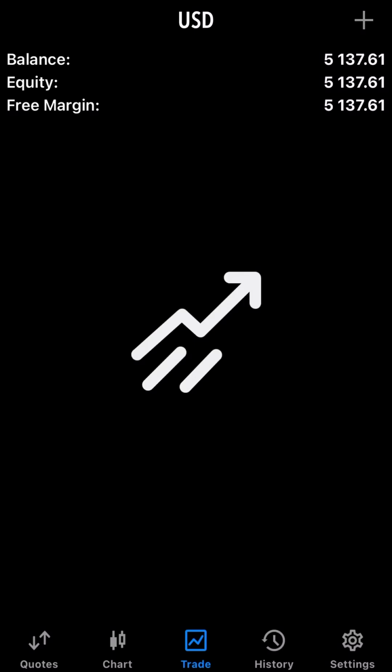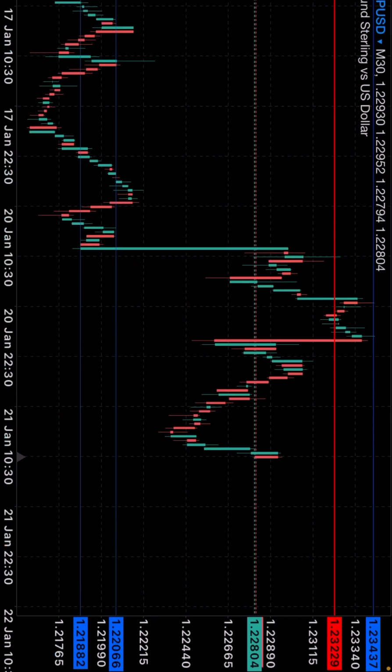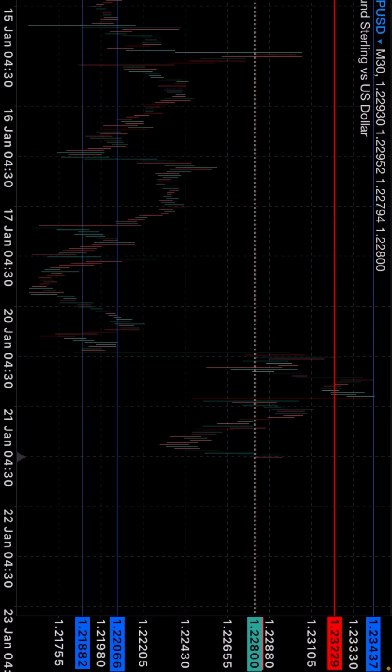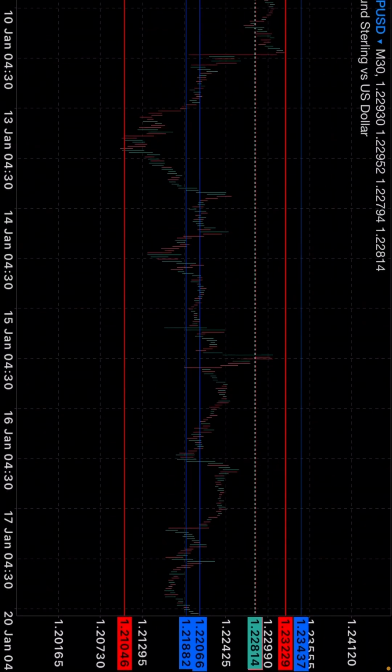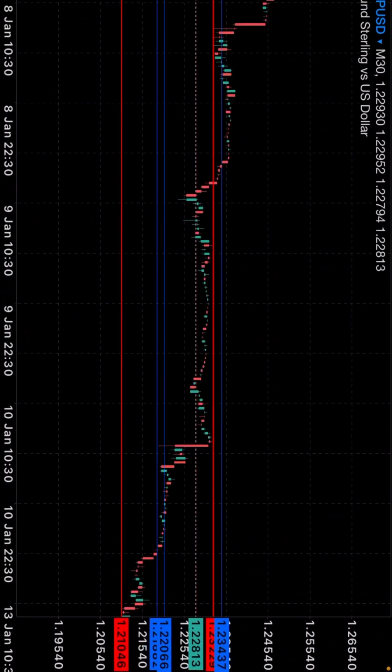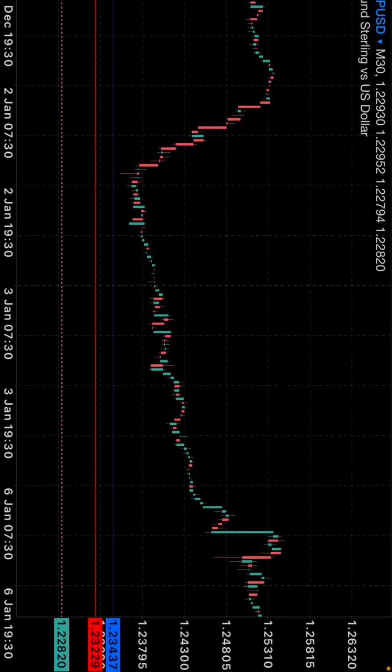Today I'm analyzing GBPUSD. It's a live chart, as you can see. So let me put it on a landscape. I'm using my phone, so it might not give you the big view. I just want to analyze a few things here.